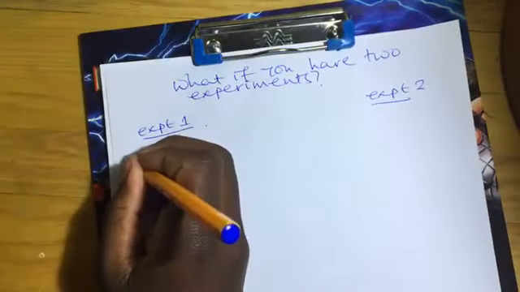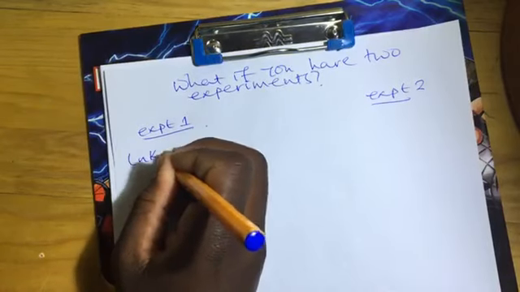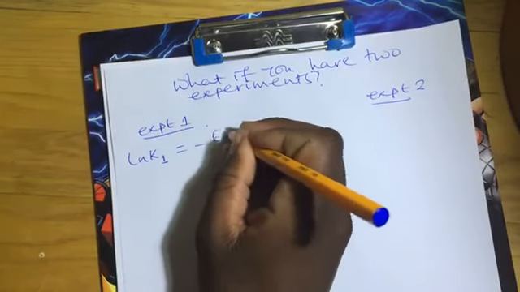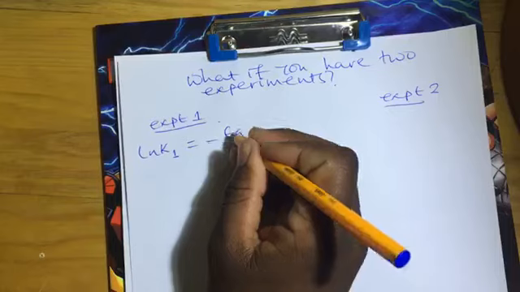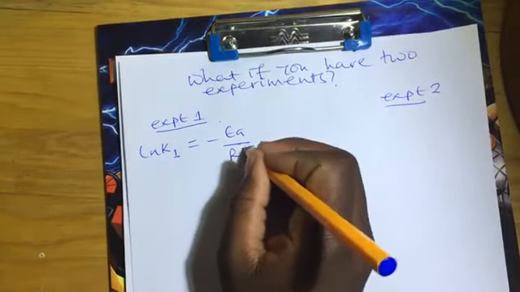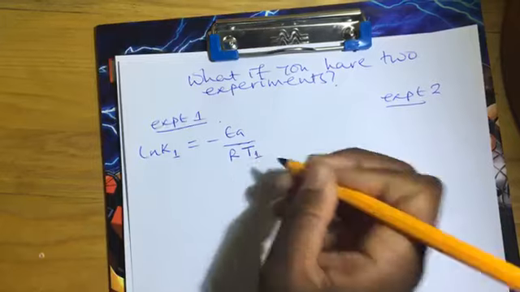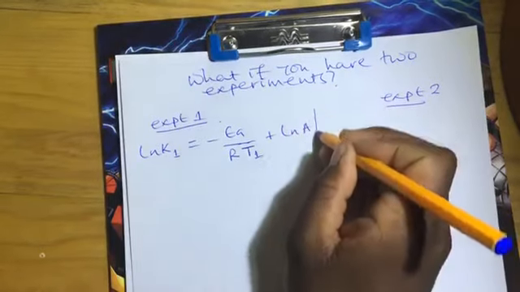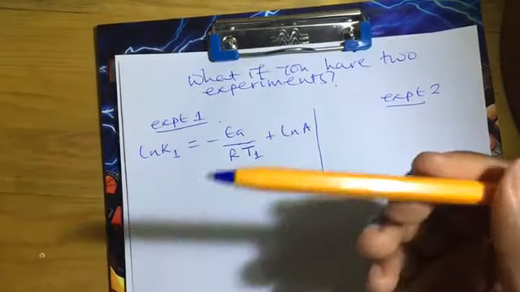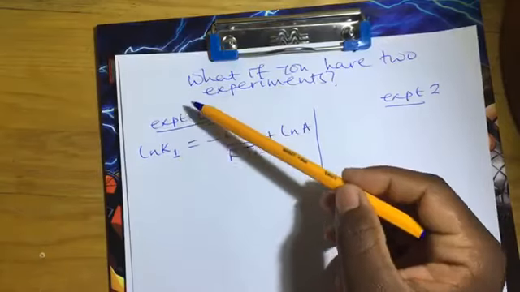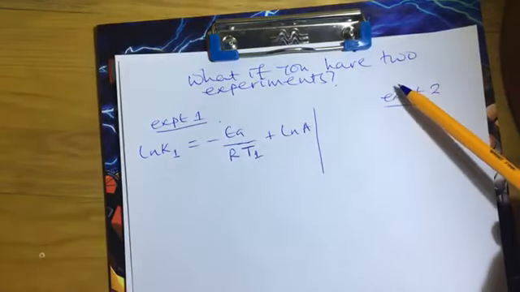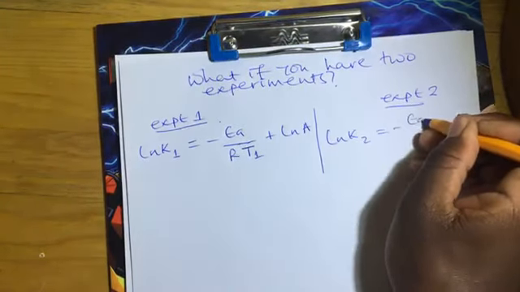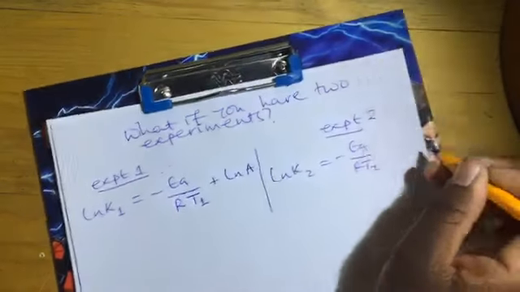So for experiment 1, this is going to be written as ln K1, just to show that we're talking about experiment 1, is equal to negative Ea over R. E and R are the same throughout. The only thing that will differ is T, so we need to say T1, plus ln A. For experiment 2, this becomes ln K2 is equal to negative Ea over RT2, plus ln A.